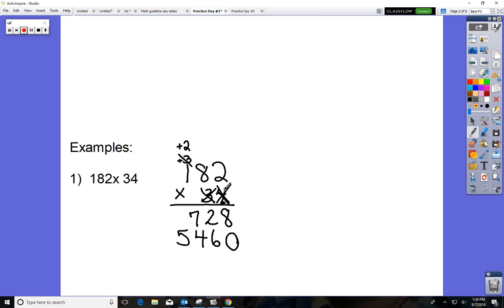2-digit numbers being multiplied through should have 2 rows of work. Okay, and then I add together those 2 rows to get my final answer.